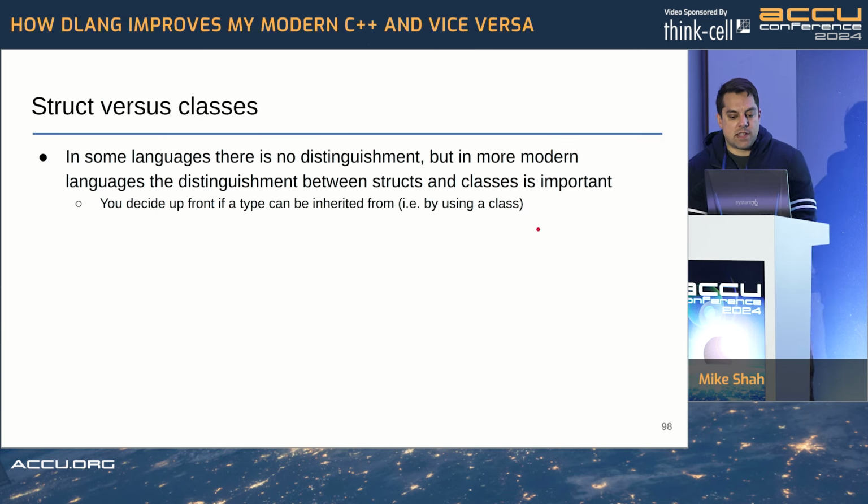So again, in most languages, or in C++, I should say, there's no real change between struct and class other than the default privacy levels with inheritance and the members. But in D, that is an important distinguishment for if you're stack allocating or heap allocating something by default, or if you want inheritance.